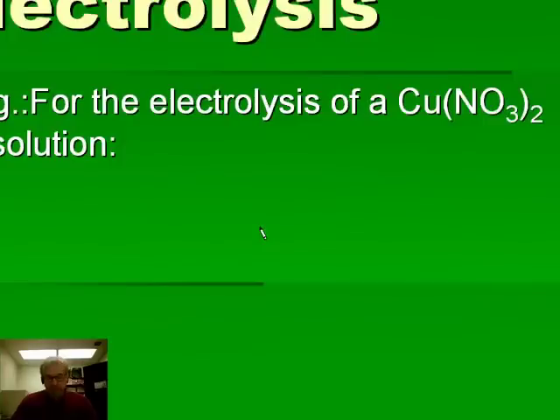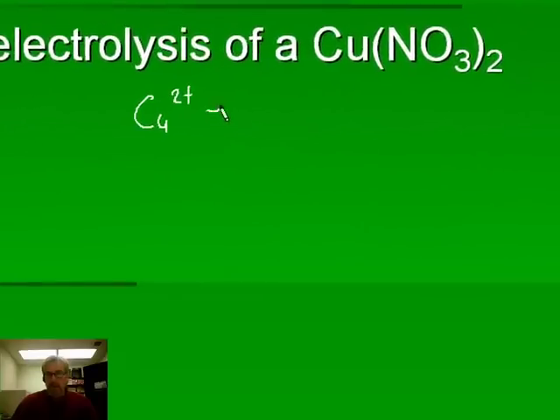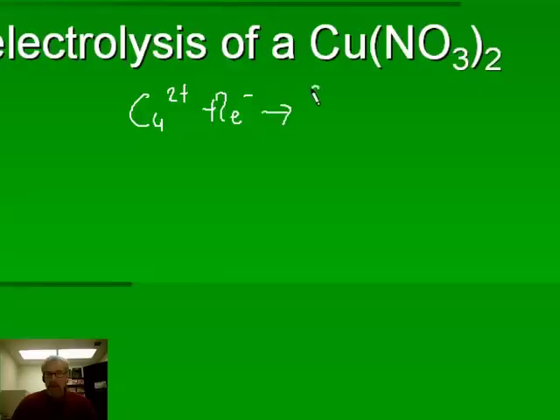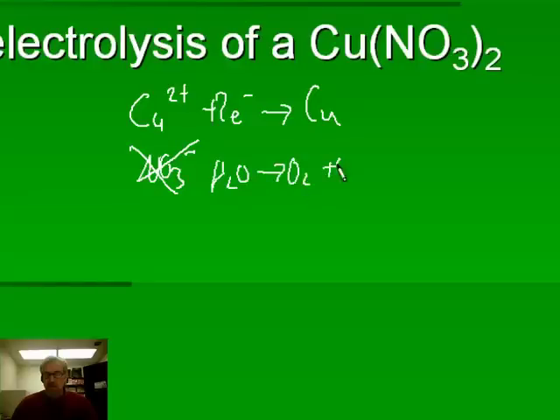Let's look at the electrolysis of a copper(II) nitrate solution. Our cation is Cu2+, and we saw in the last example that that will reduce to copper preferentially to water. Our anion is nitrate, NO3-. Nitrate is not a lower halide, so it's not going to oxidize. Instead, water will oxidize. So we get H2O oxidizing to oxygen, and that gives 4 electrons and 4 H+ ions.